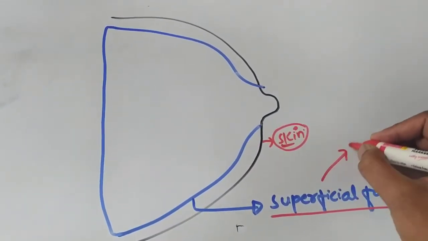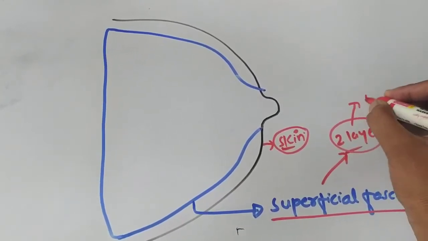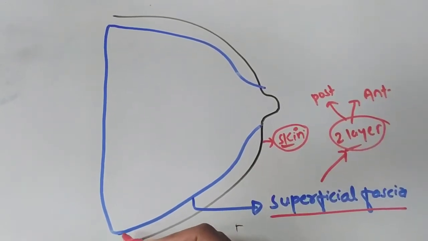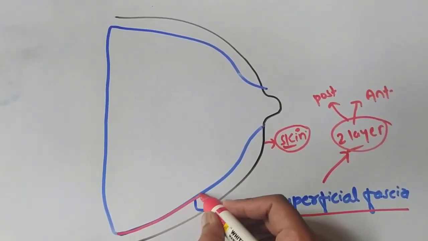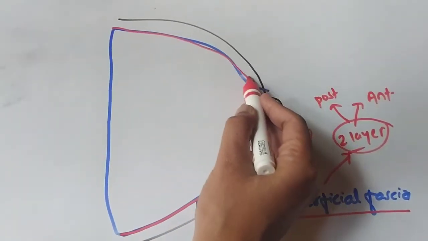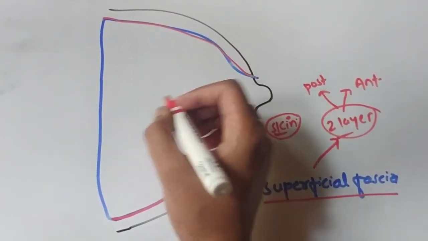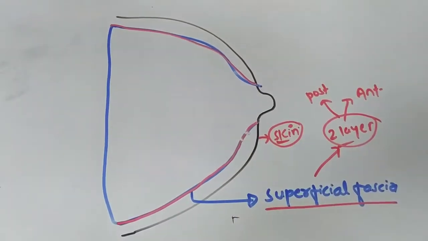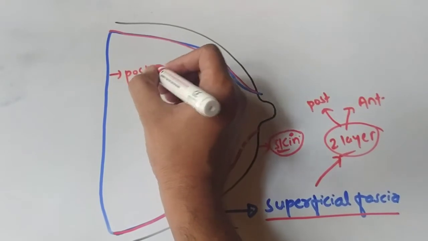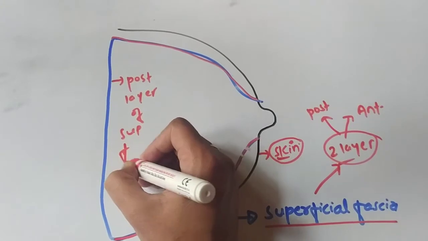Now this superficial fascia has two layers, the anterior layer and the posterior layer. In this red line I am showing you the anterior layer of the superficial fascia, and this blue color is showing the posterior layer of the superficial fascia.